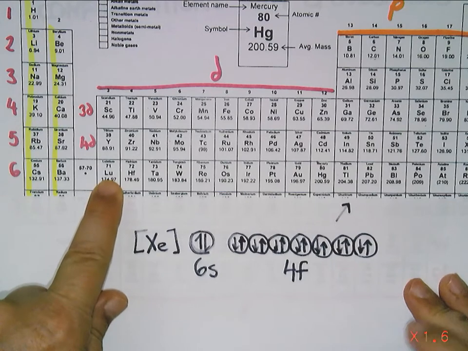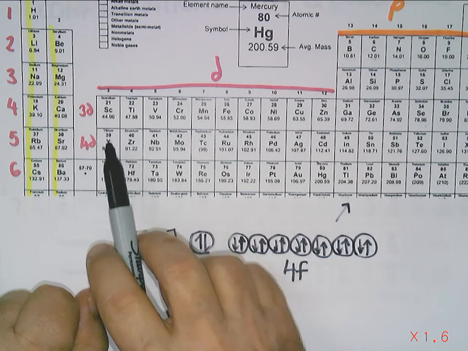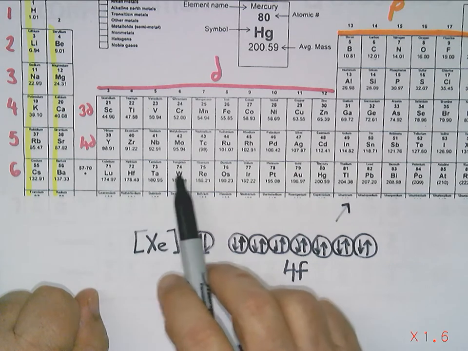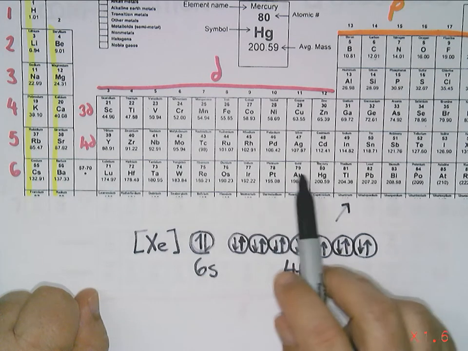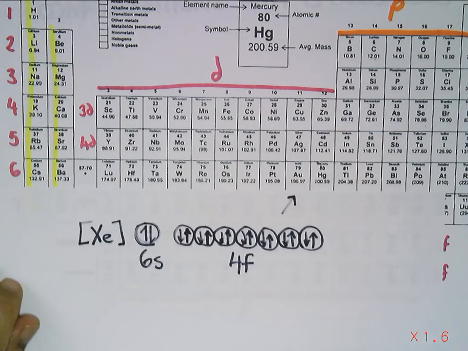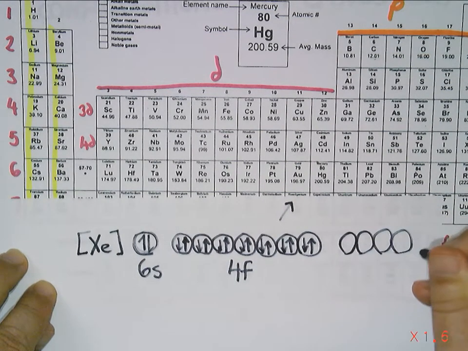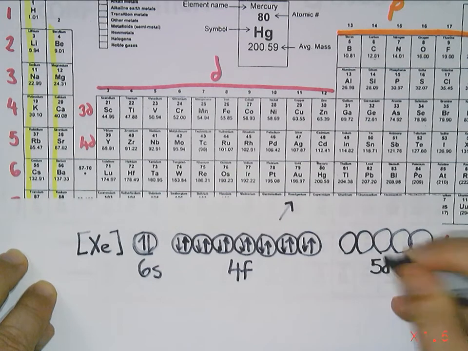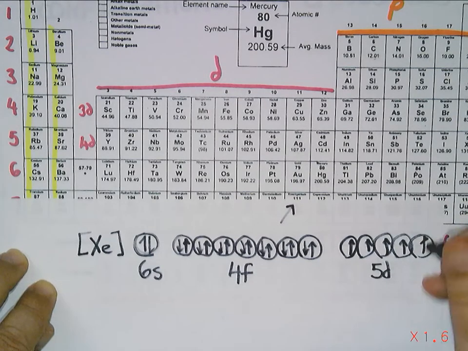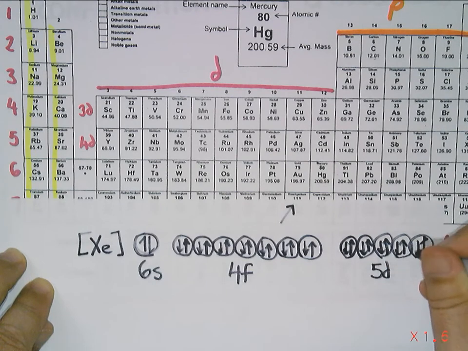Okay, now I'm picking up here. Now which d is this? This was 3d. This is 4d. This must be 5d. 5d 1, 2, 3, 4, 5, 6, 7, 8, 9, 10. 5d10.